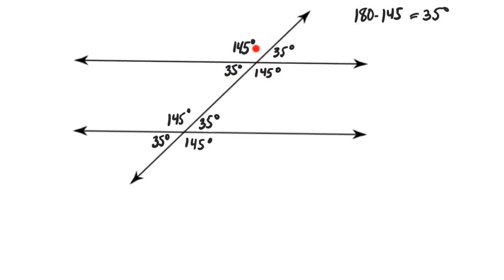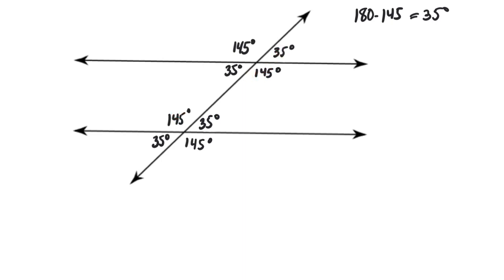All right, vertical pairs are congruent. So this is going to be congruent to each other. These are congruent to each other. If angles are adjacent to one another along the same line, and it only takes these two angles to make this entire 180 degree line, then yeah, they're going to be supplementary. They add up to 180.